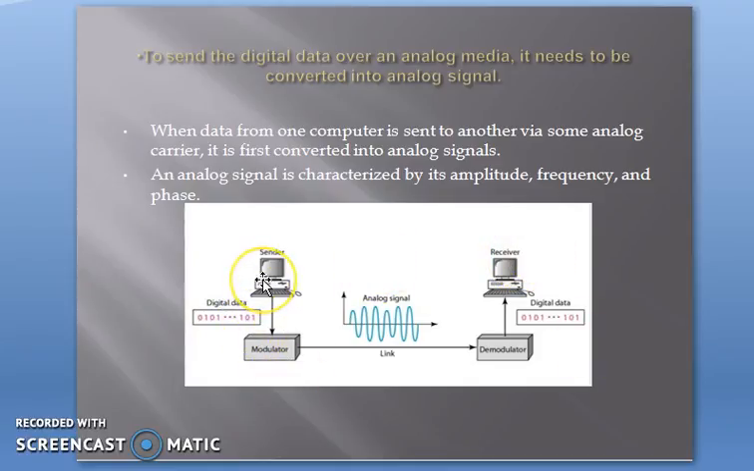When data from one computer is to be sent to another computer via some analog carrier, it should first be converted to an analog signal. Analog signals are usually characterized by amplitude, frequency and phase. In this figure we can see that there is a sender, and the sender has data in digital format. This is applied to the modulator, and the modulator converts the digital data into an analog signal. That analog signal is transmitted over the physical carrier, and then we have a demodulator at the receiver end, which receives the data in analog form and converts it into the digital data required by the receiver. So this is the overall block representation for digital to analog transmission.